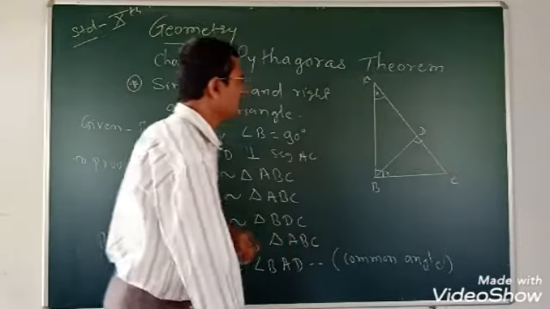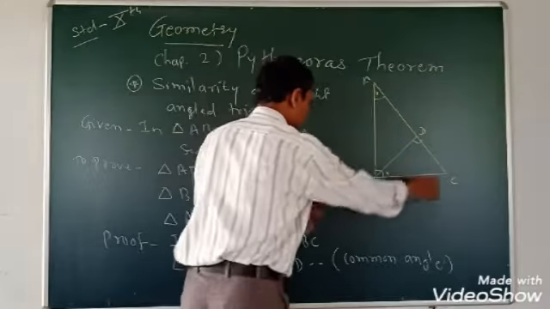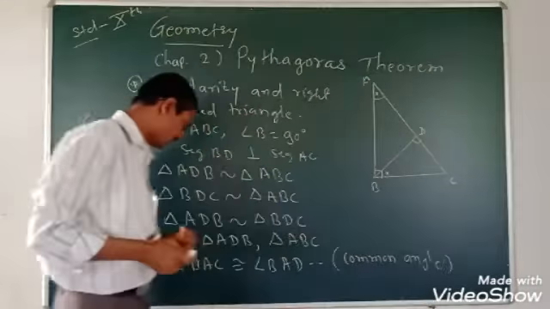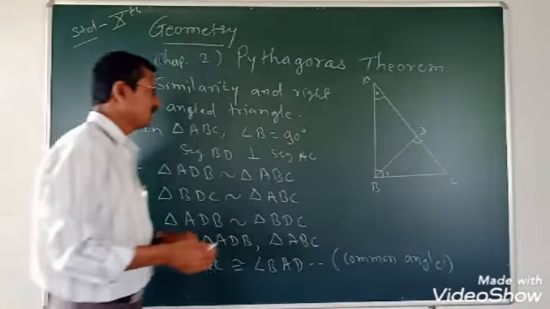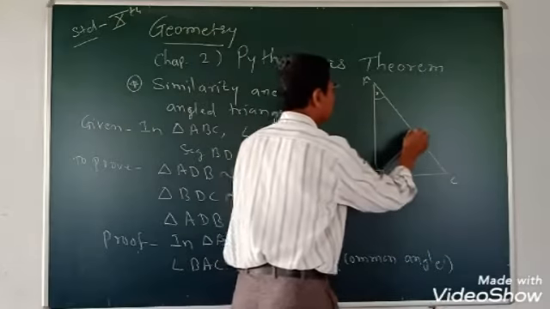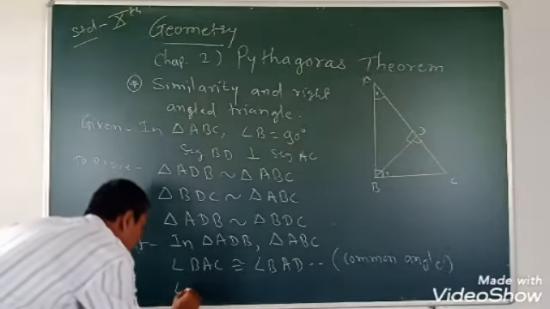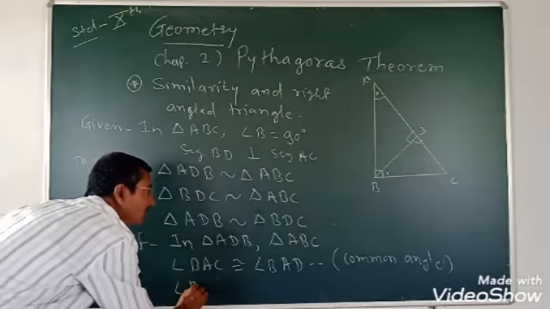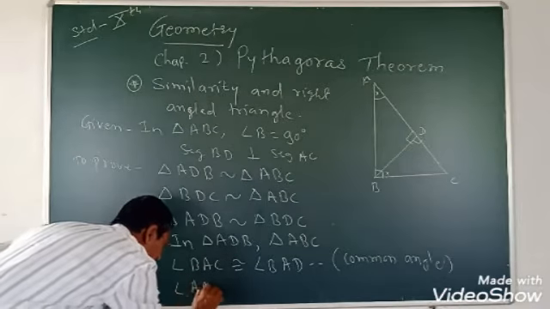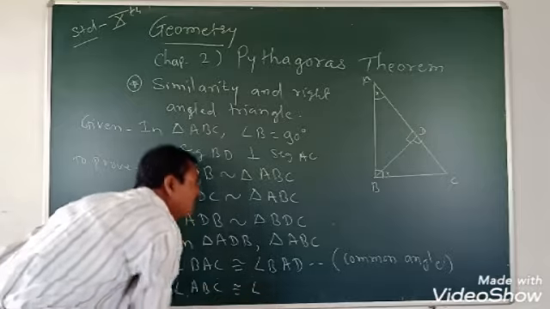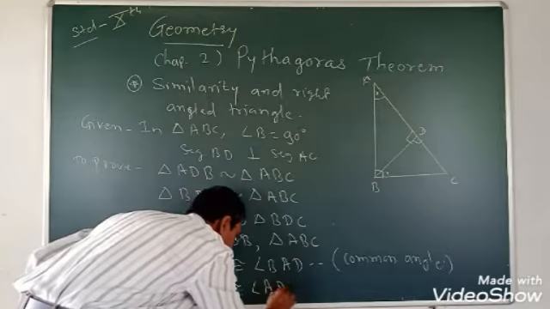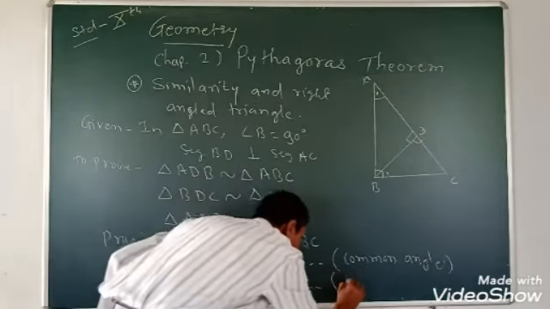Isn't it? Again, here in triangle ABC, angle B is a right angle, and in triangle ADB, angle D is a right angle. Now angle ABC is congruent to angle ADB, both 90 degree.